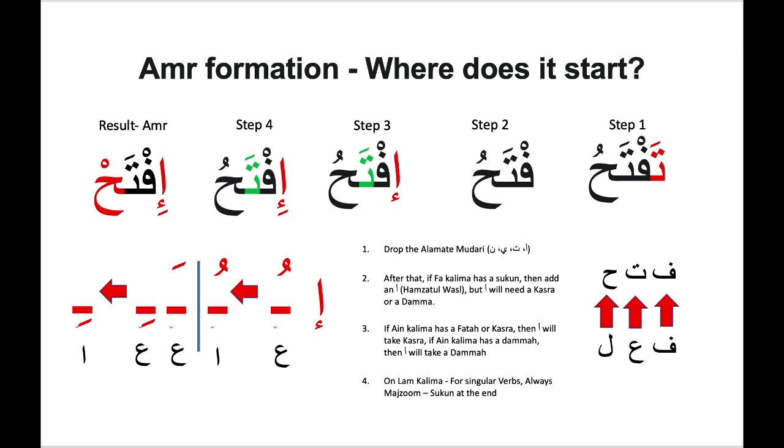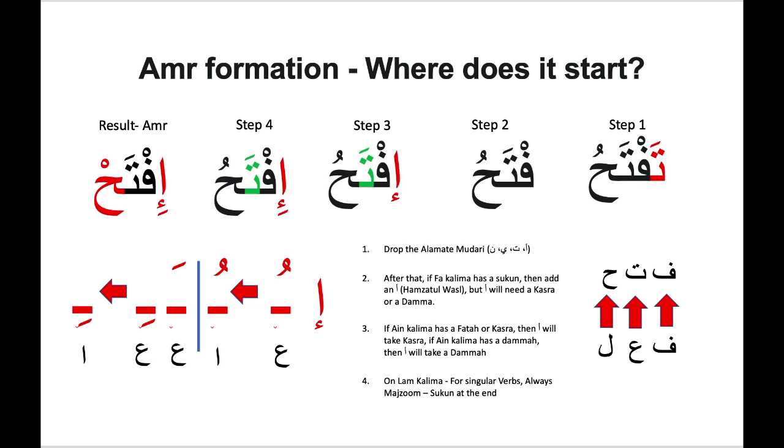And there is a rule for which haraka will come with the alif. The rule is this. If you look at the text here, it says, if ain kalima has a fatha or kasra, then alif will take kasra. If ain kalima has a dhamma, then alif will have dhamma. So we have to now look at what is ain kalima.